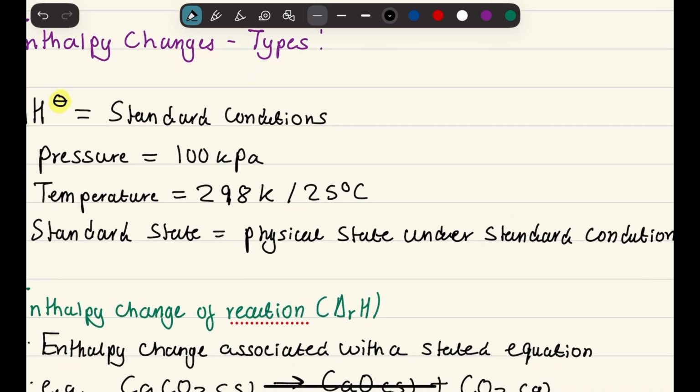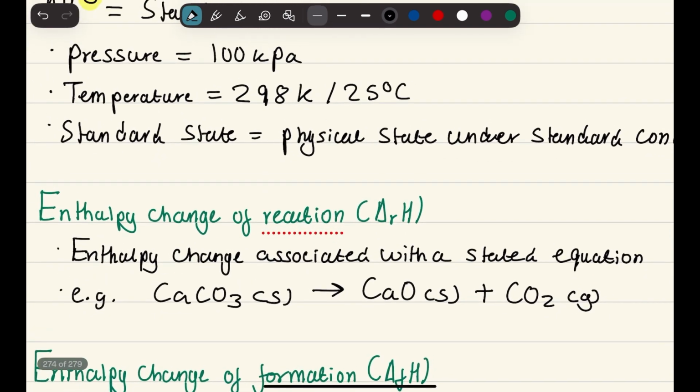Cool. So enthalpy changes now. Enthalpy change of reaction now. This is a bit of a weird one compared to the rules for the rest. But enthalpy change of reaction is just the enthalpy change associated with a stated equation.